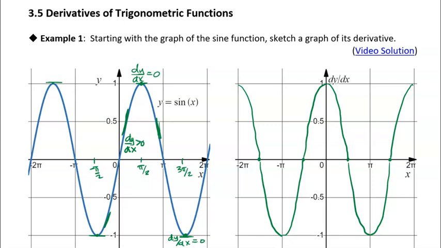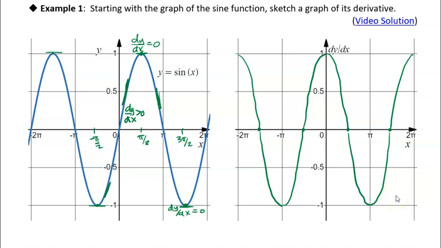And that should look familiar to you, right? It's starting at 1 and coming down and back up. It's a periodic function. It starts at 1 and comes down. So you can see that this looks like a cosine function, right?